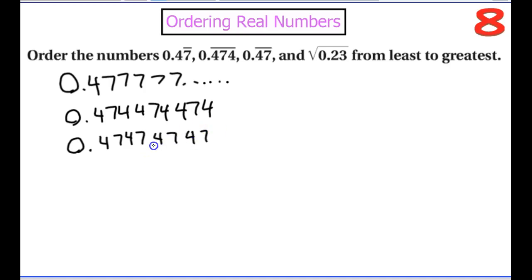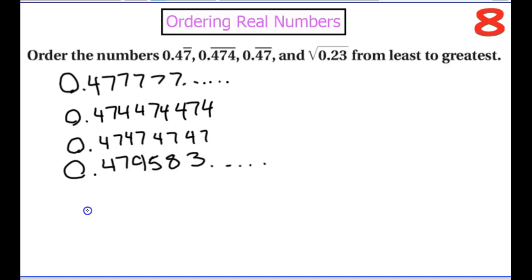And we know the last one is something we're going to need to put into our calculator. The square root of 0.23 is 0.47953, and on. So what our least number is then is going to have to be the 0.4744 because it's got this 4 here.